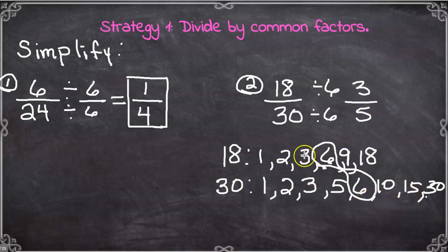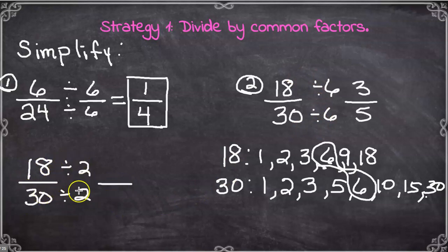That works. But if I don't really want to go through listing all the factors and finding the greatest common factor, what I can do is just look at the two numbers. They're both even, so I know I can divide both of them by 2. As long as you have even numbers in the numerator and denominator, you can divide by 2. So let's go down here and look at that. If I divide them both by 2 first, then I end up with 9 over 15.